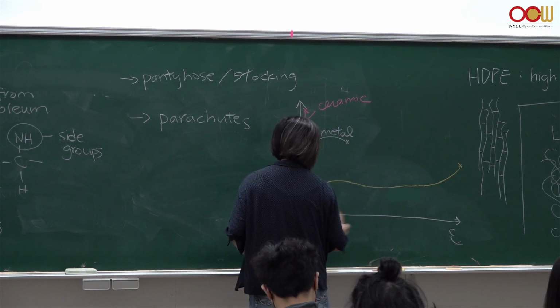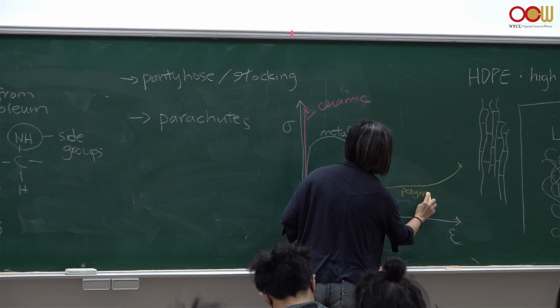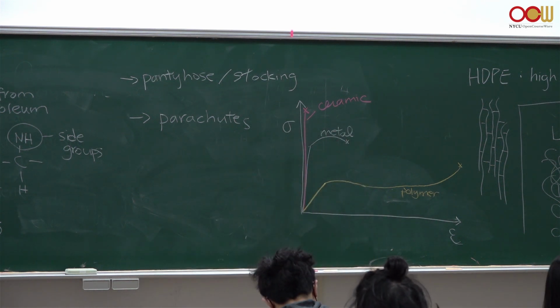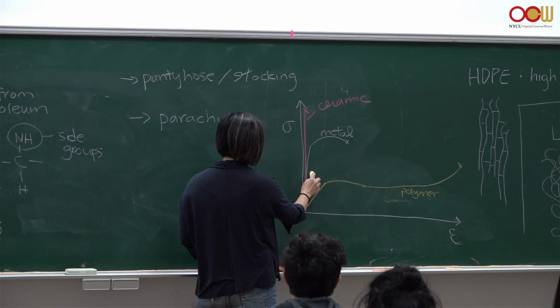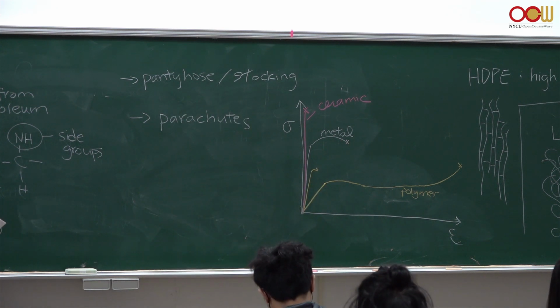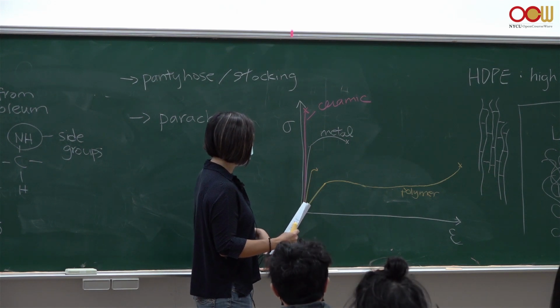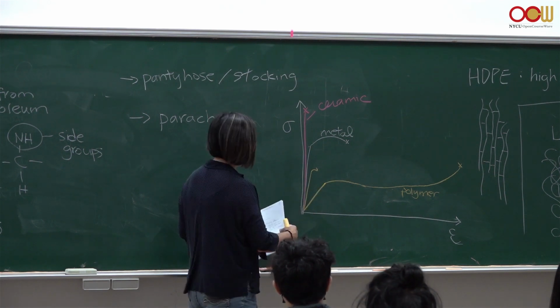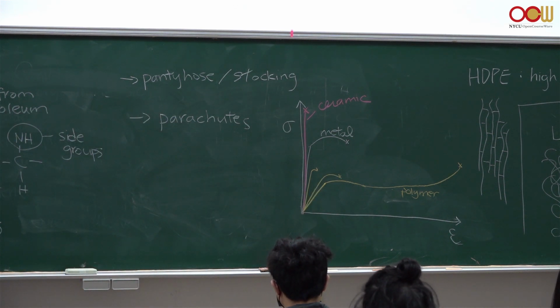I'll call it polymer to avoid confusion with the plastic region. But of course, you can also make plastics that are stiff. So if you made a plastic that's stiff, it might look something like this, with very little plastic deformation. If you have lots and lots of cross-links, you can make a polymer that is difficult to break. And you can make something in between. So those are all different kinds of plastics that you can make.